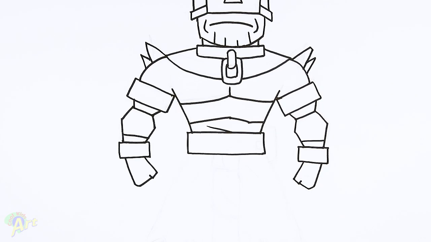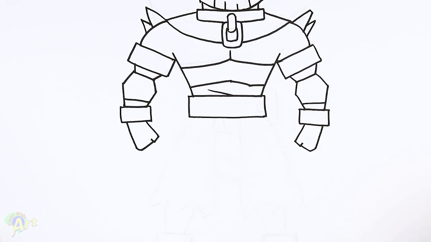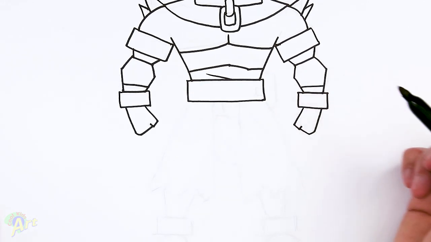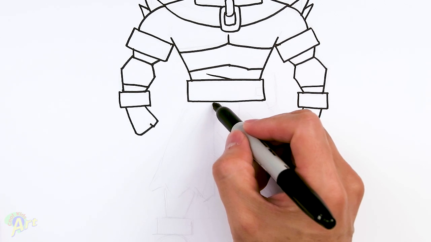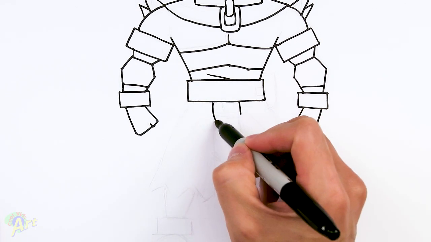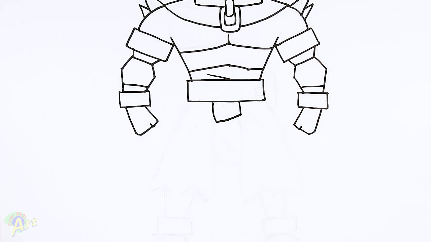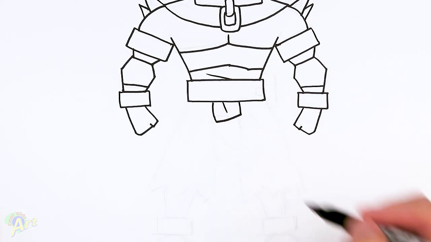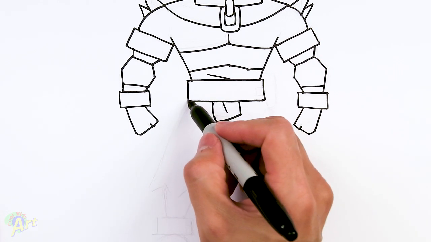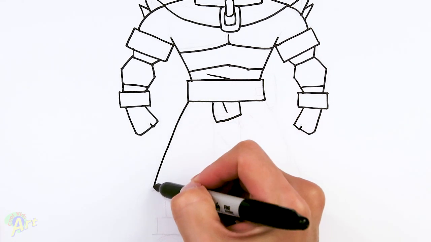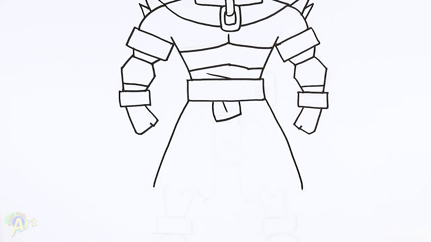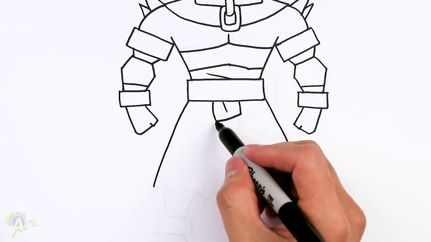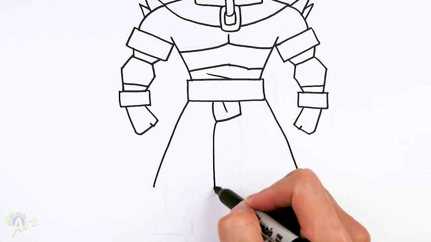Alright, so let's move on down to his legs. So his legs are a little bit strange because he's got this weird cloth around it. So here's a knot, just come down right in the middle. Just draw a little shape like that. Adding a little line there. And then now we're gonna come down on the side here. Both sides. And then from the middle here, so come down.